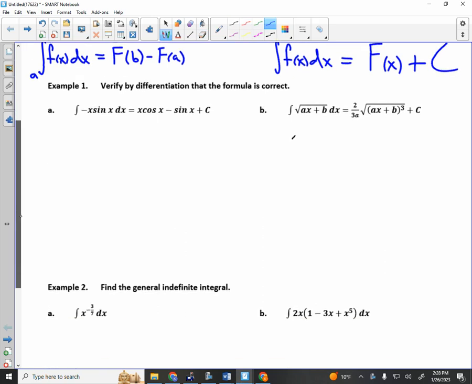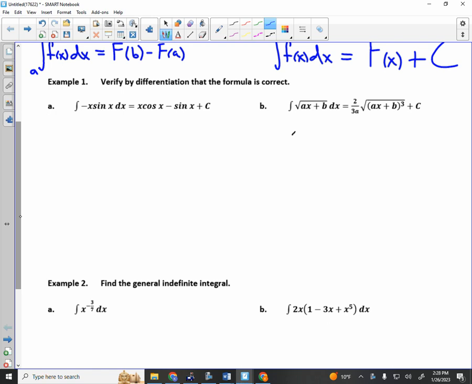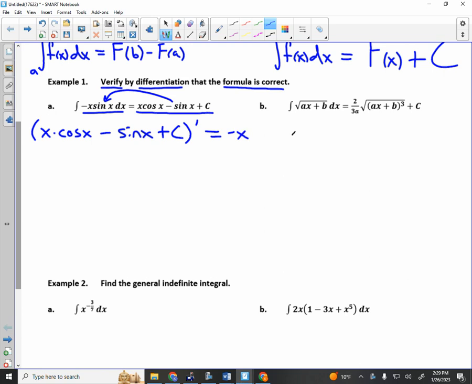All right, the first type of problem that you're going to encounter in your work is to say, verify by differentiation that the formula is correct. So it's saying if I take the antiderivative of this, I get this. Or in other words, if I take x cosine of x minus sine of x plus c, and I were to take the derivative of that, I should get this thing. I should get negative x sine of x. Okay? So that's what I'm going to do. I'm going to take the derivative of the right-hand side, and I should produce the left.